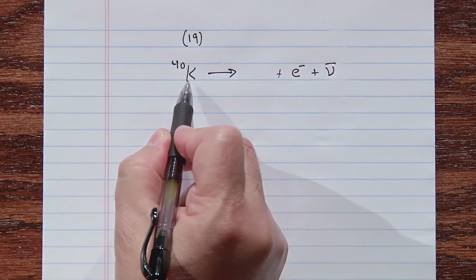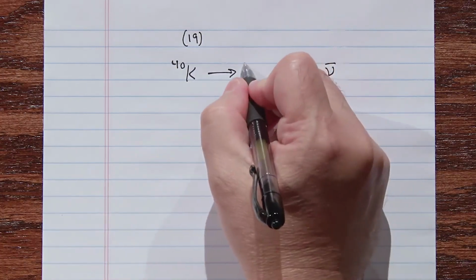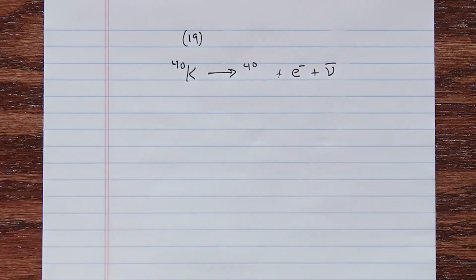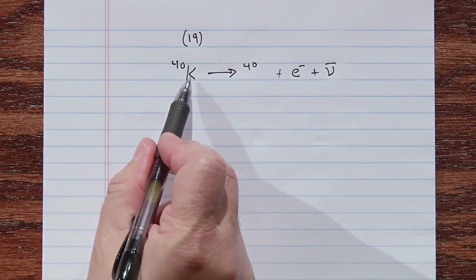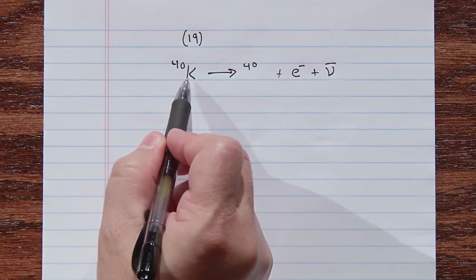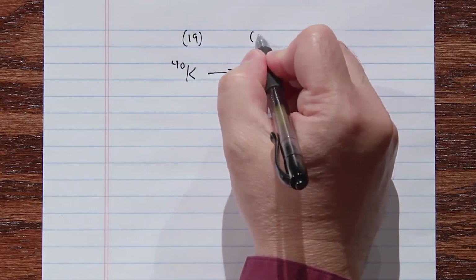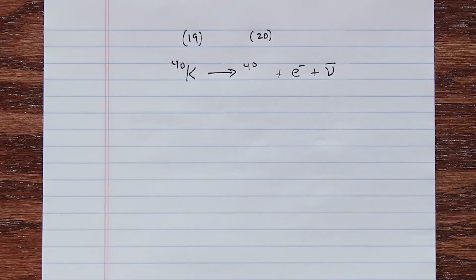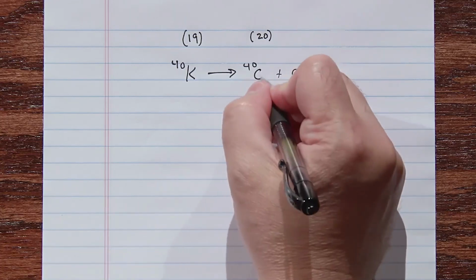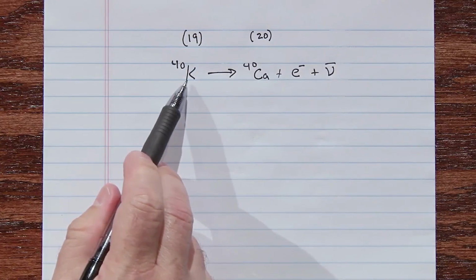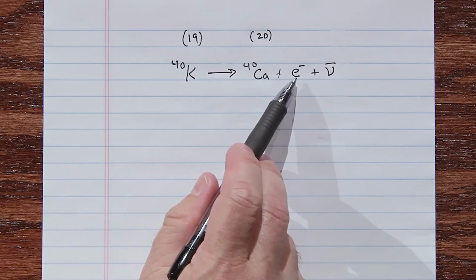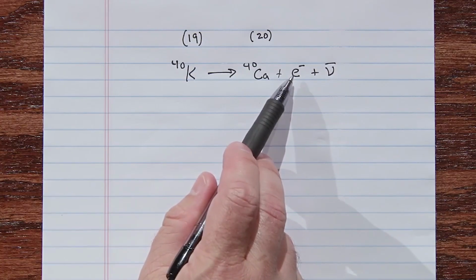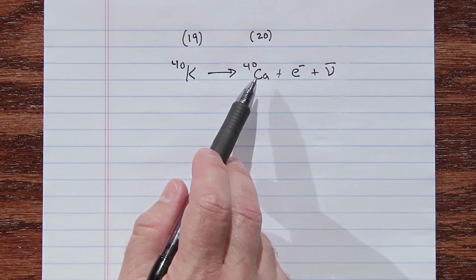So the nucleon number has to be the same, so the 40 has to be the same. And since a neutron over here became a proton, this side has to have an atomic number of 20, or 20 protons, and the element with 20 protons is calcium. So potassium-40 decays by beta minus or electron minus decay into calcium-40.